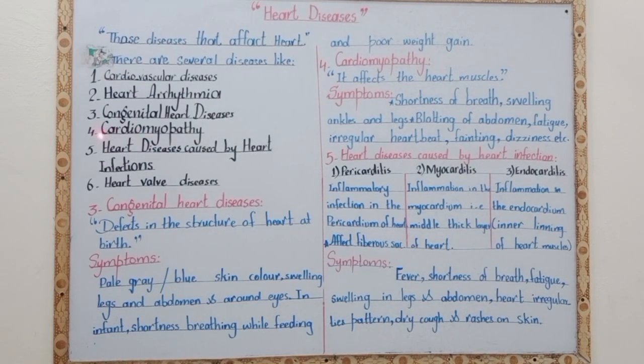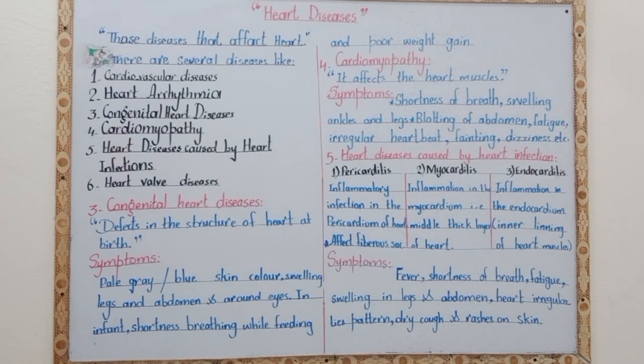Number four is cardiomyopathy, discussed in detail here. It affects the heart muscles. Symptoms: shortness of breath, swelling in ankles and legs, bloating of the abdomen, fatigue, irregular heartbeat, fainting and dizziness, etc.